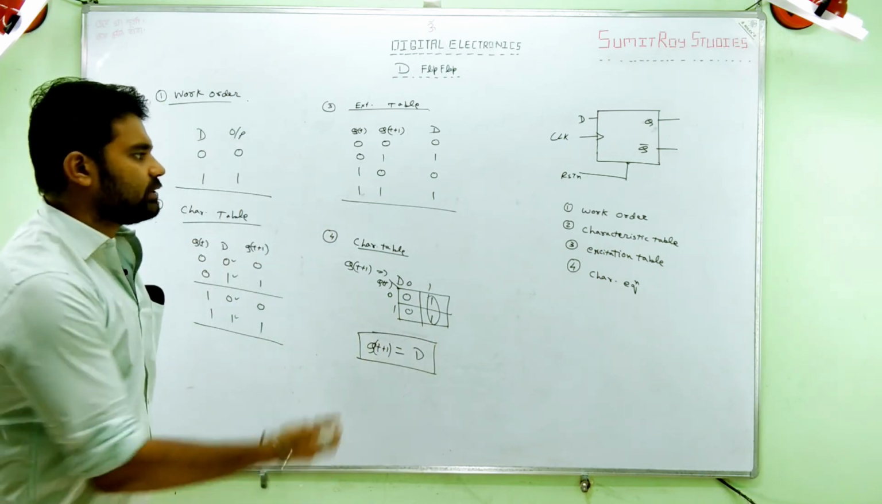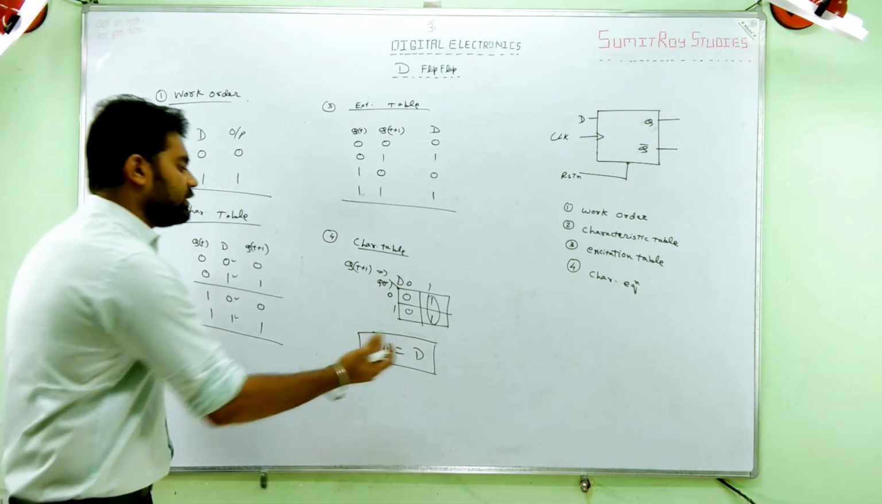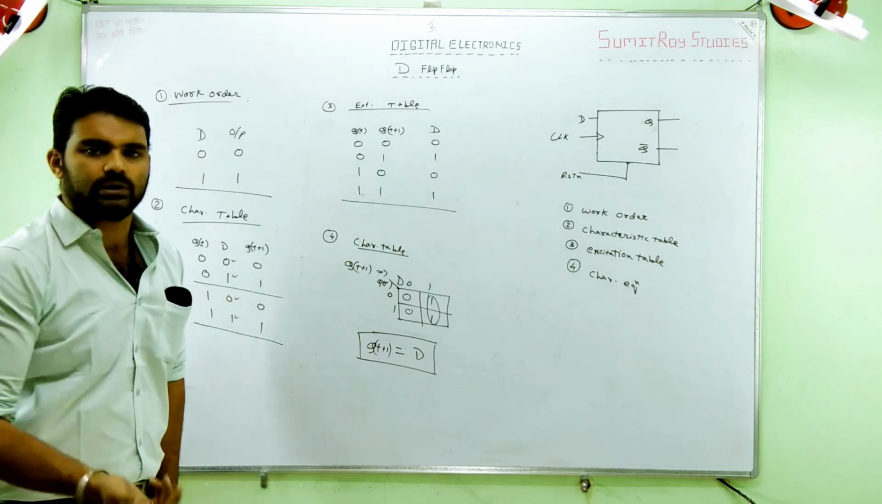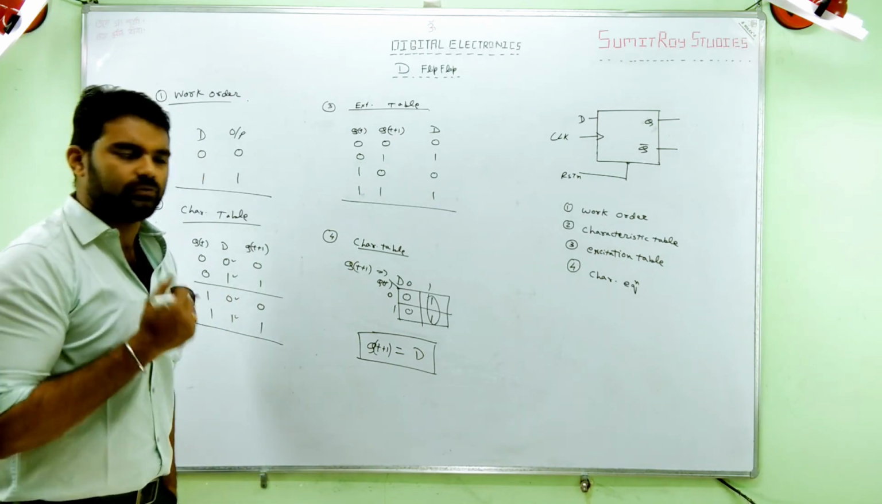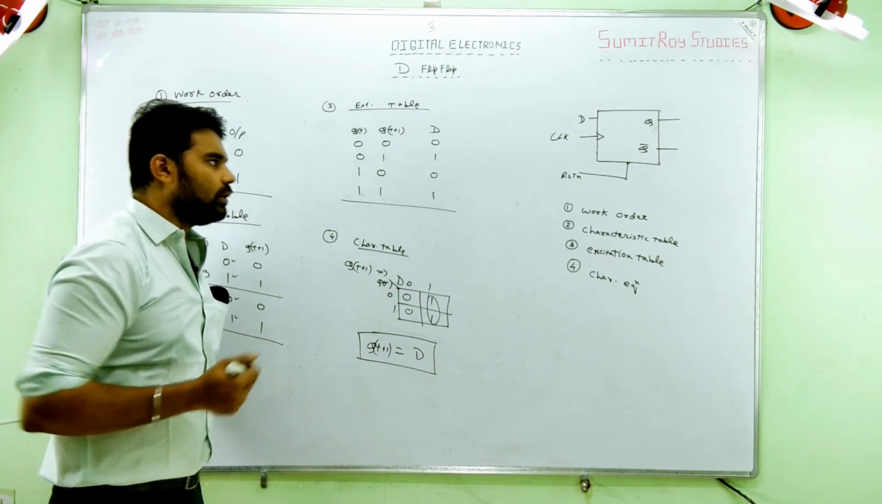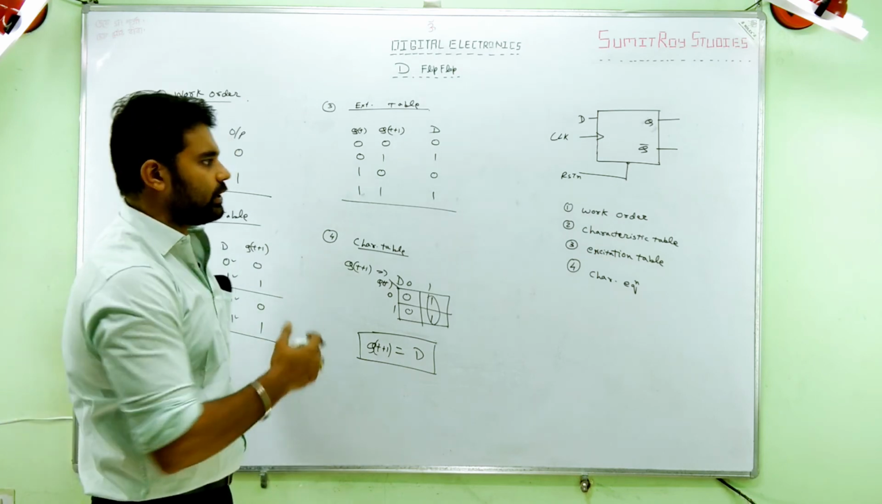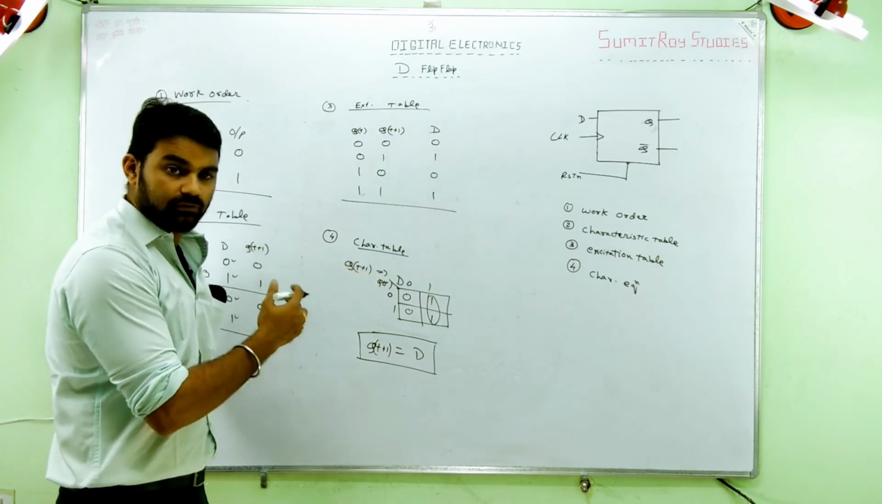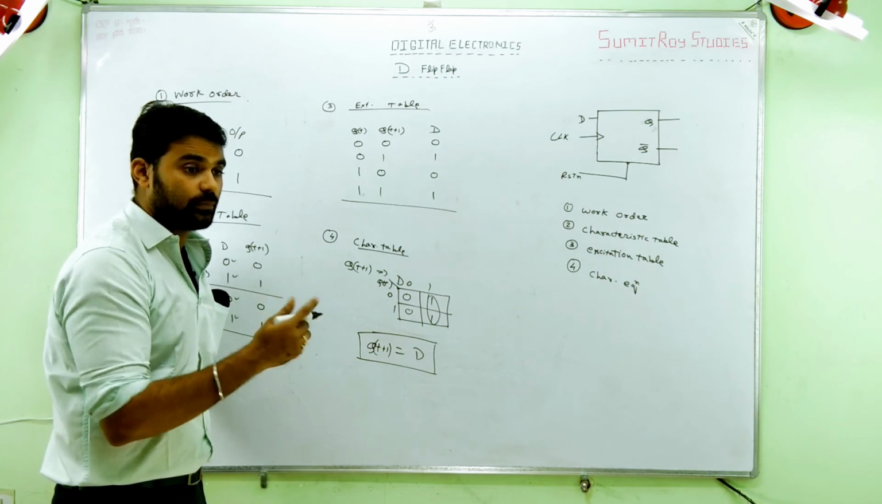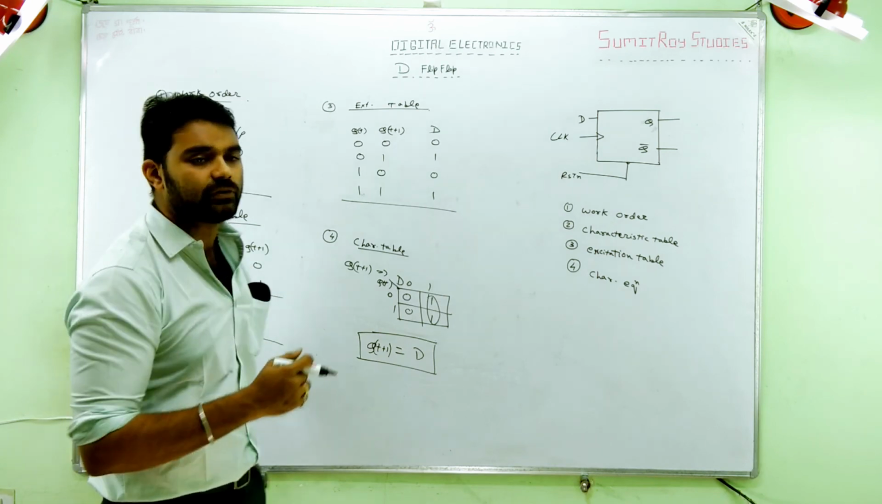Obviously, it's a buffer flip-flop. Whatever is at the input, it will be at the output. That is what a buffer is. So it's a simple buffer. This is all from D flip-flop, which is also known as buffer flip-flop. In the next class, we will study T flip-flop.